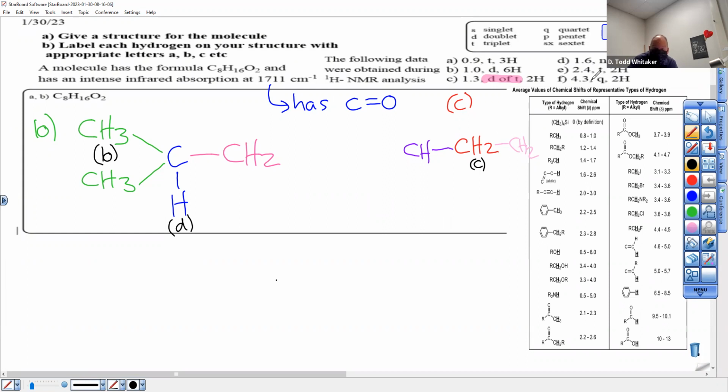4.3 is a nice number. I mean, we got to be looking at electronegative atoms, don't we? To get it up there. And we're not looking for fluorine, not with absence of fluorine in the formula.